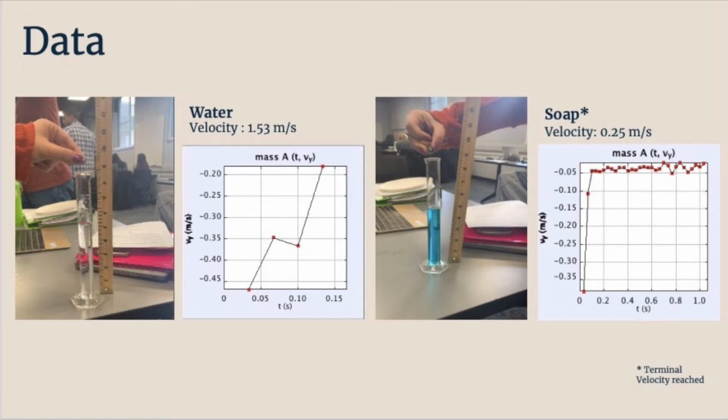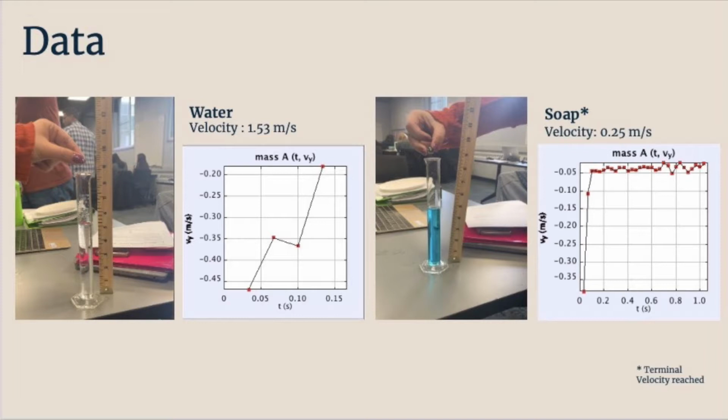The velocity for the water experiment was 1.53 meters per second, and for dish soap it was 0.25 meters per second, showing the velocity was faster for water due to the dish soap having a greater viscosity. This makes sense, as when viscosity increases, the intermolecular forces of the substance also increase, which would decrease the velocity. We know the soap trial reached terminal velocity as the velocity graph plateaus, so it would have zero acceleration.